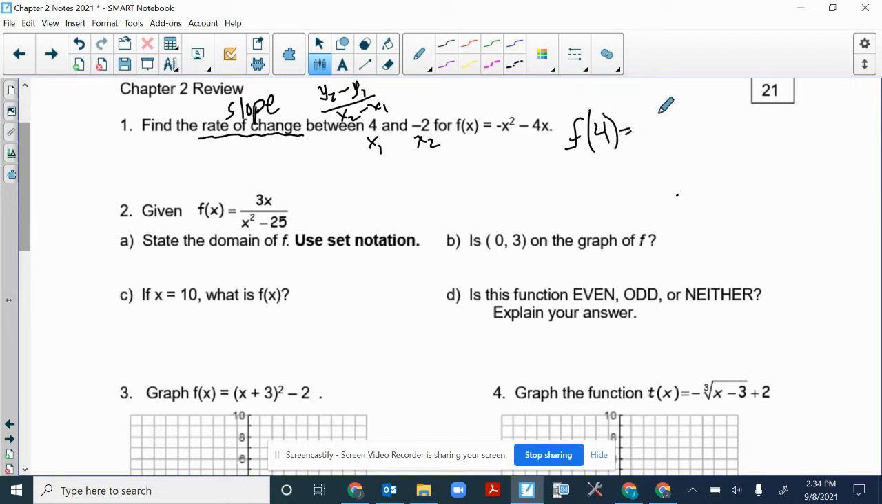So I'm substituting in 4. Use the function notation, and there we go. Everyone always asks about this negative sign. Because it's not in parentheses with the x, the negative is not being squared. So the only thing I'm squaring is the 4. So I would get negative 16. And then 4 times 4 is 16, but it's minus. So there you go, and we get negative 32 for the y. So one coordinate point would be 4 comma negative 32.